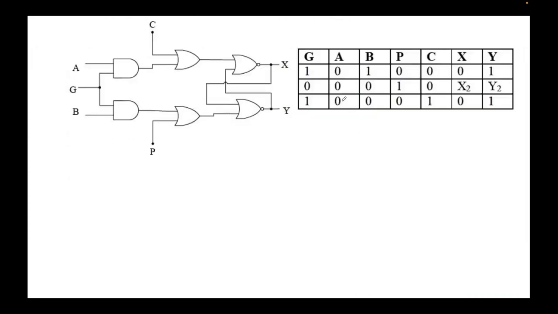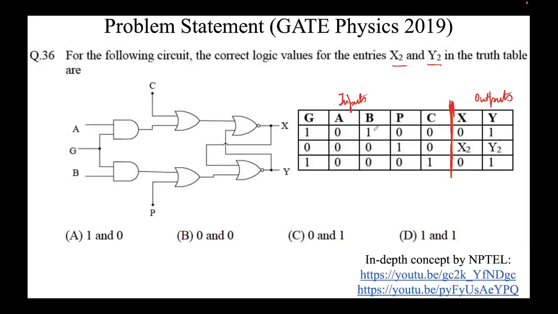I'll write this question again here. Let's solve it. Let's look at the second line, because we know the value of x and y in the first line. So the value of g is 0, the value of a is 0, the value of b is 0, the value of p is 1, the value of c is 0. This needs a value of y from the previous line. So the value of y in the previous line is 1.